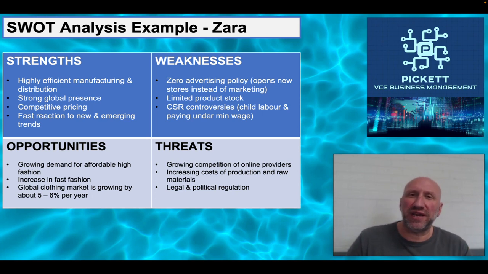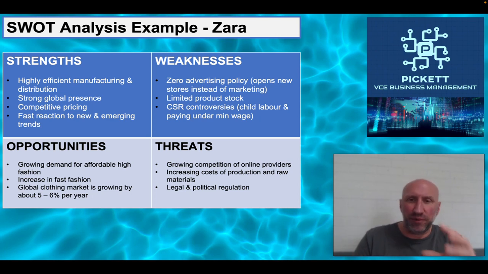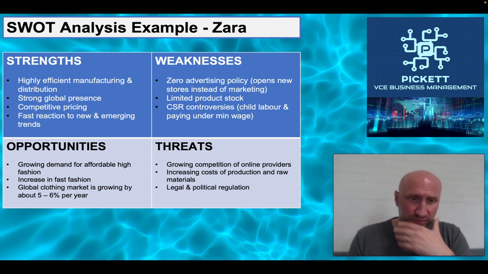Also, another weakness, but this applies to most businesses in their industry, is the corporate social responsibility controversies that have hit that industry many times over the years. So things around child labour and paying under minimum wage, that sort of stuff, using sweatshops in Asia, that type of thing. So that's something that's been impacting this industry. But this business has also particularly been hit, and that's something that you have to deal with as well.